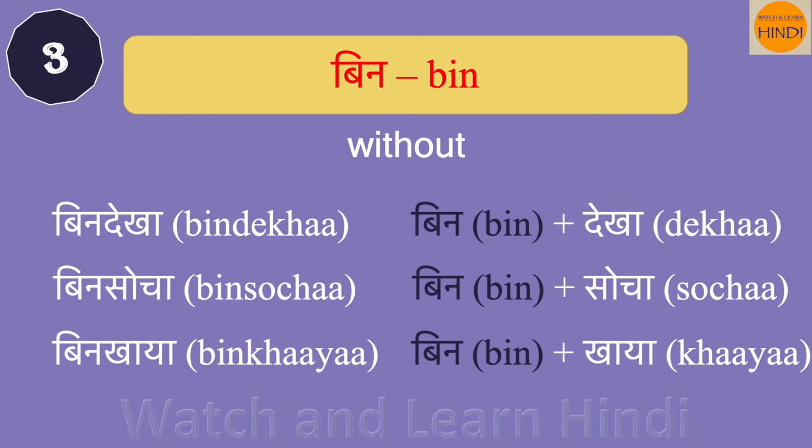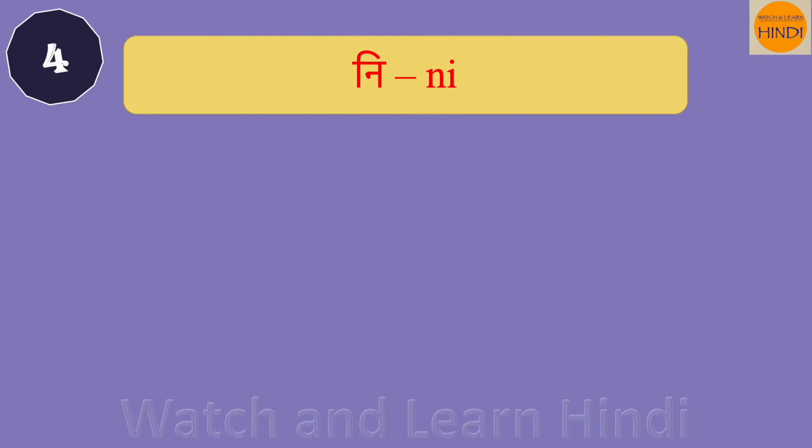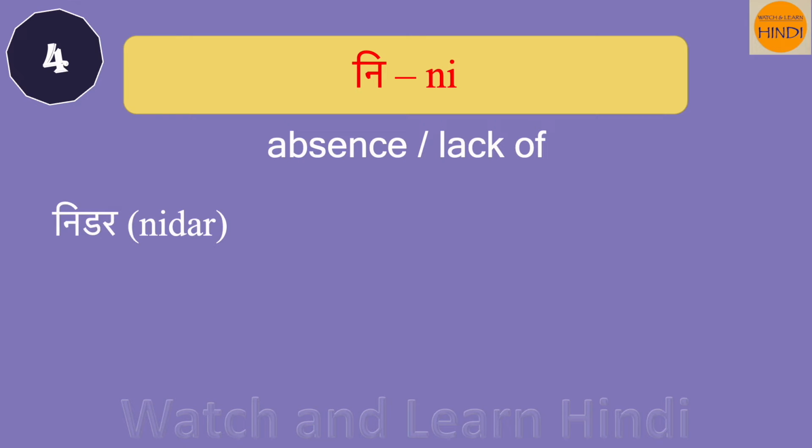The fourth one is ni. Ni in the sense of absence or lack of something. For example, nidar, which is ni plus dar. Dar is fear. So nidar is absence of fear, or in other words, fearless. So for example, a fearless person in Hindi will be nidar vyakti.